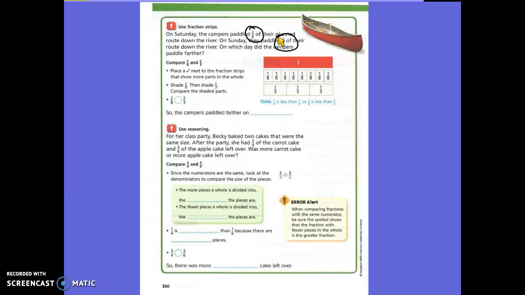Savannah? No, that's not more parts. Less parts, actually. So what would it be then, everyone? 8. 8 is more parts. Okay? 8 has more pieces, is what I mean. Parts, pieces, that's what they mean. Okay? 8 has more pieces.